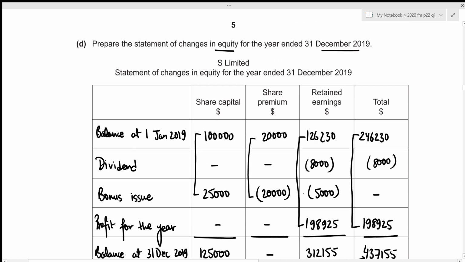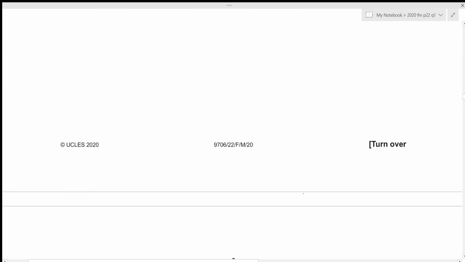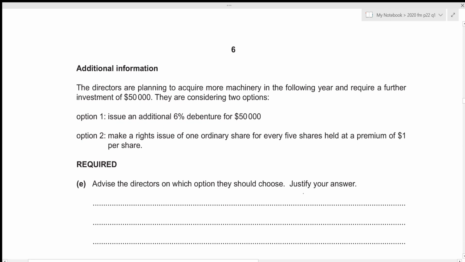Alright, this concludes the fourth part of this question. We can now move towards the fifth one. We're again given additional information. The directors are planning to acquire more machinery in the following year and require a further investment of 50,000. They are considering two options. So either we can issue an additional 6% debenture in order to get this 50,000, or we could make a rights issue of one ordinary share for every 5 shares held at a premium of 1 per share. Now we need to advise the directors on which option they should choose.